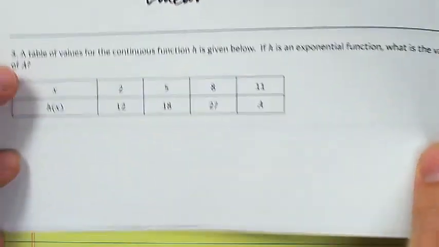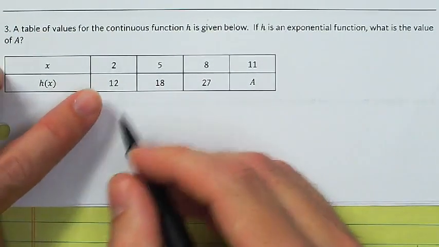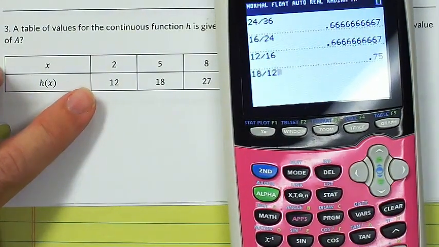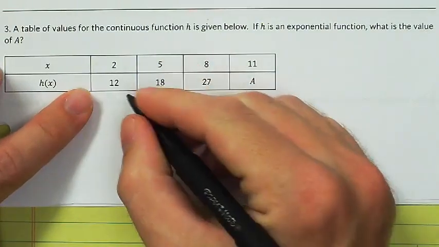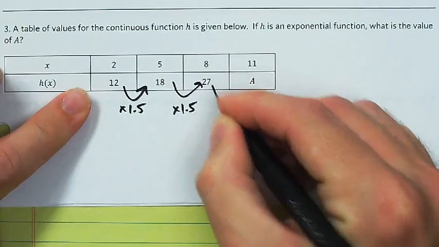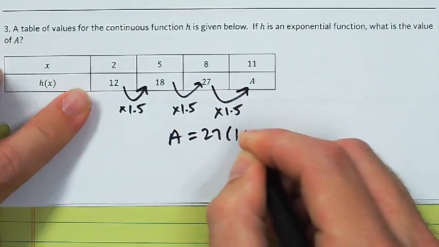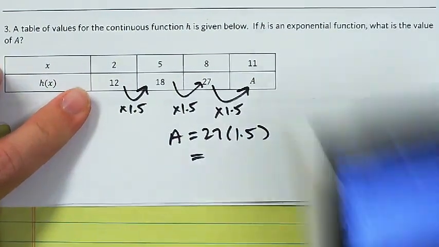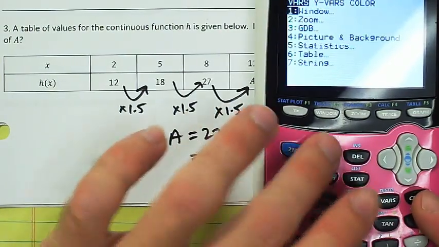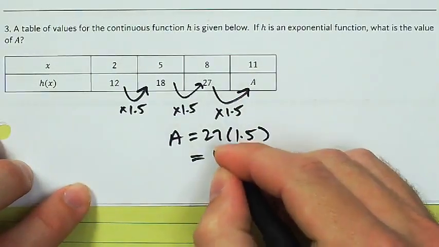Okay. If h is exponential, what's the value of a? That means I'm multiplying by the same number each time. So what did I multiply 12 by to get 18? 1.5. So I multiplied by 1.5 here, I'm going to multiply by 1.5 here, and then I'm going to multiply by 1.5 again. So a is going to equal 27 times 1.5, which we can use the calculator for. I'm trying to go too fast. And that's going to be 40.5.